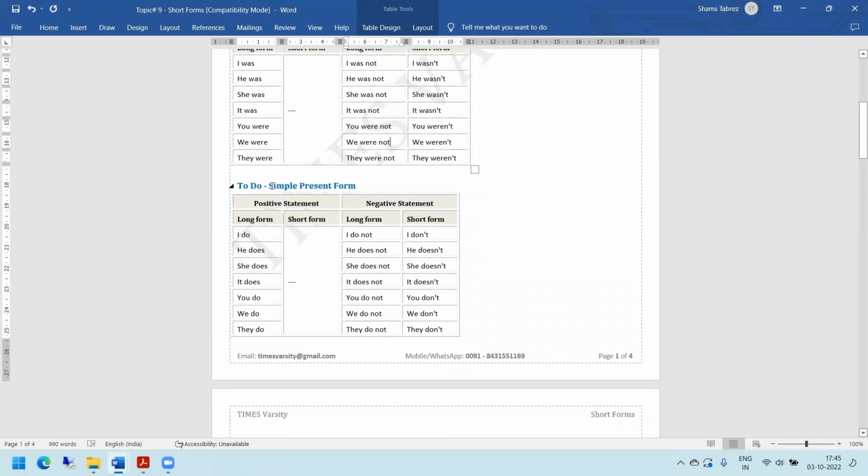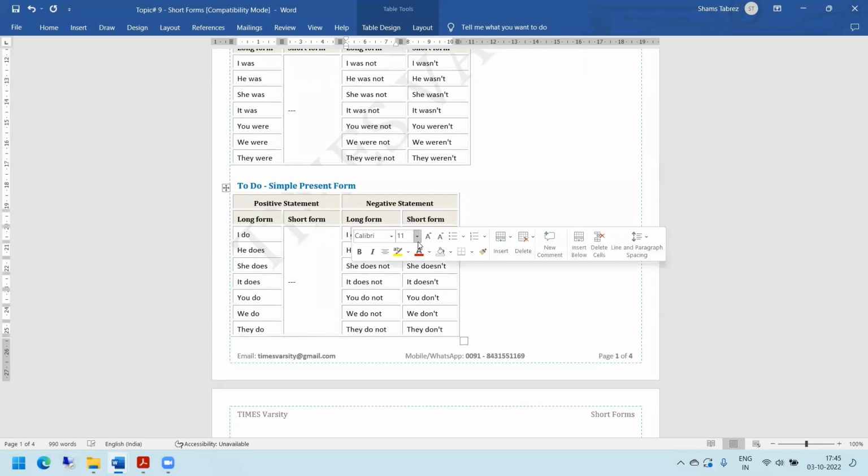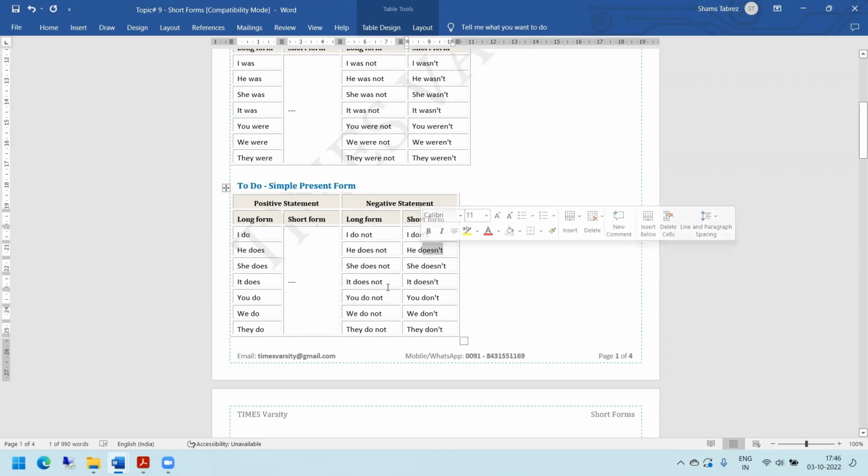Similarly, this is the simple present form. I do, he does, whatever. As you can see here, for a positive statement, there is no short form. But when we make a negative statement in simple present form, the short form of do not is don't. Similarly, the short form of does not is doesn't. So the short form of do not is don't, and the short form of does not is doesn't.